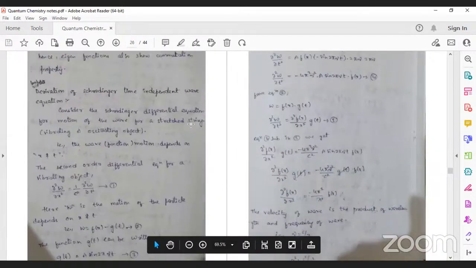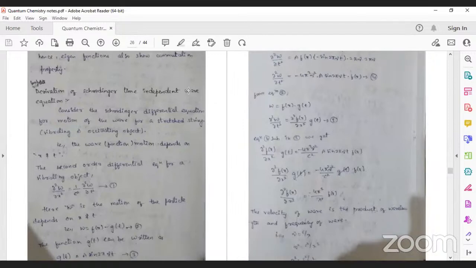Excuse me, sir. Yes, tell me. Does this Schrodinger wave equation come as a 10 marks question, sir? Yes, 10 marks question. There is scope to ask a 10 mark question on the postulates of quantum mechanics and the Schrodinger wave equation derivation. Out of these two, one question will definitely be there in the examination. Right? Thank you, sir.